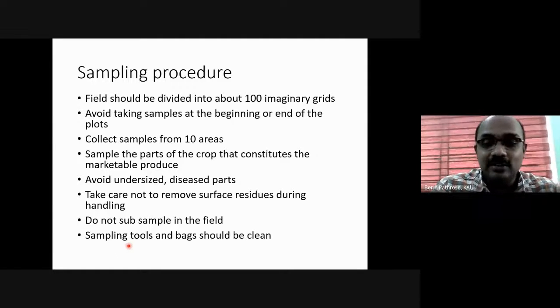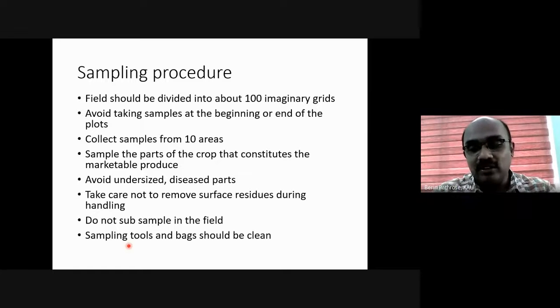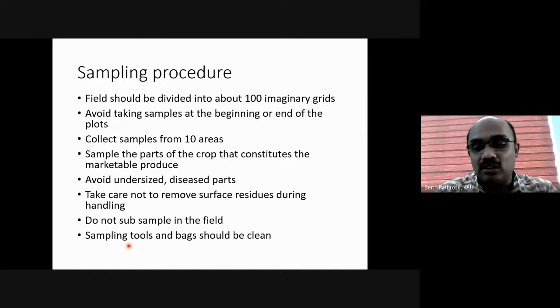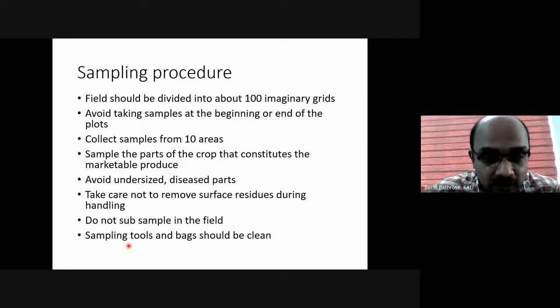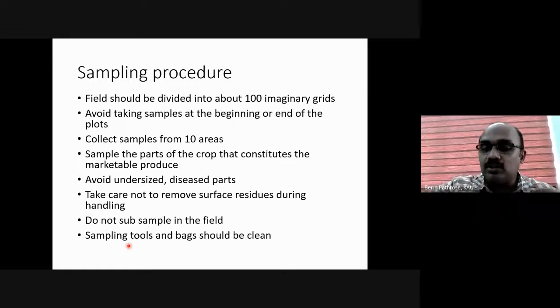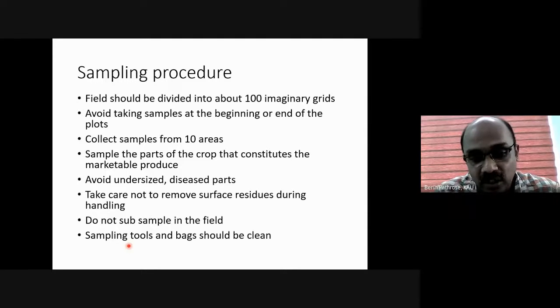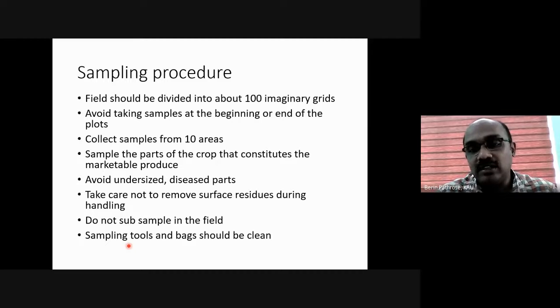And once you move around the entire field and you have a huge quantity of vegetable or fruit, don't try to subsample it in the field. Take everything into the lab and subsample it in the lab. Don't subsample it in the field itself. And whatever bags you are collecting in, and whatever tools you are using for sampling, all should be clean.